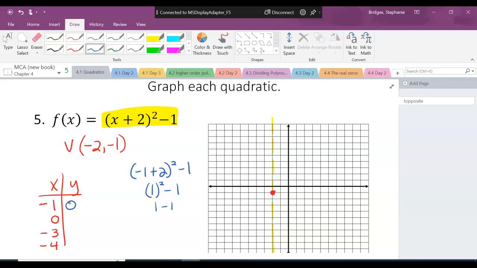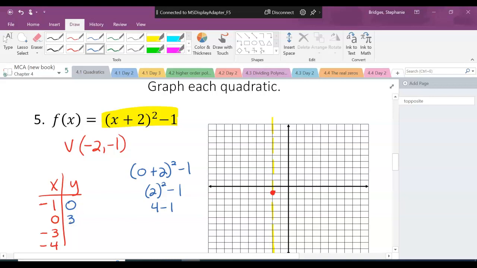So what we're going to do is, where the x is in my function, I'm going to plug in 0. So I'd put in 0 in place of x. Work inside the parenthesis first. 0 plus 2 is 2. Then we have to square that. What is 2 squared? 4. And then what is 4 minus 1? 3. So that y value would be 3. That goes with the 0.